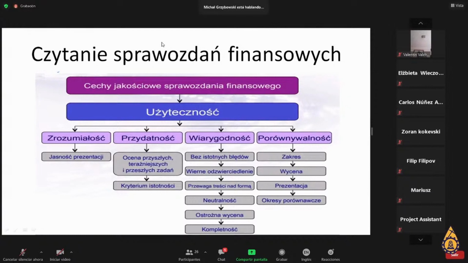Then we have the criterion of relevance. The information included in the financial statements should be relevant. This is not so easy because usually the recipients of the information should have the feeling, should be convinced that the statements contain all the relevant information and no important facts have been concealed from the reader. The next criterion is credibility. So there should be no major errors, no relevant errors.